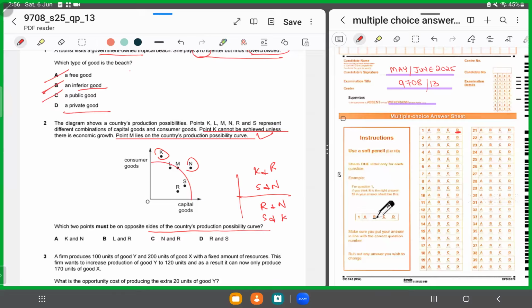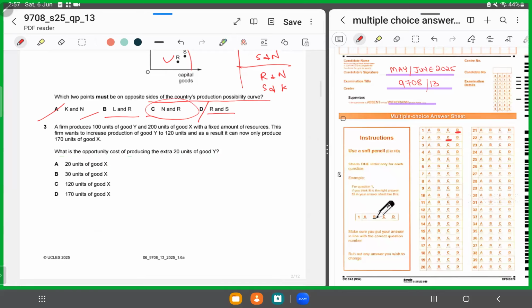Now, looking at the options, they say K and N. K and N are both outside, so that's not correct, because we want to pick one inside and one outside. L and R are both inside. Again, it cannot be. N and R: N is outside, R is inside. Yes, that's the correct answer. D says R and S. Again, R and S are both inside, so it cannot be D. So for 2, we'll shade in C as the correct answer. I hope you understood. Don't get overwhelmed.